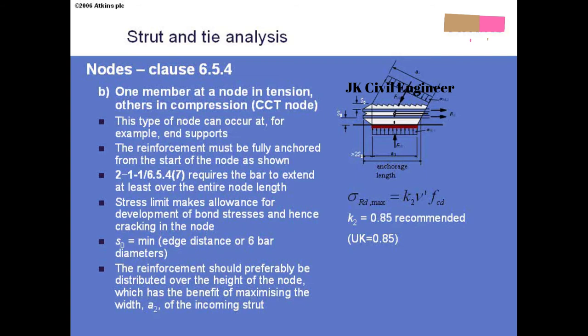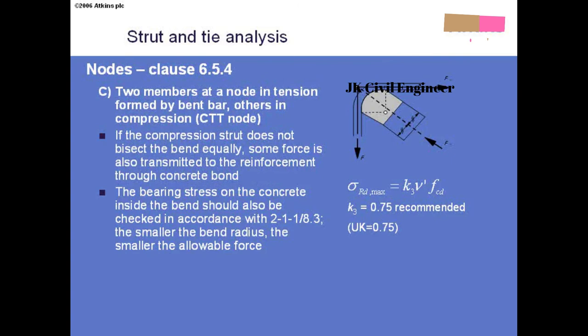And then the last node is a CTT node, compression, tension, tension. This only really applies to this sort of situation here where we've got a force coming into the bend of a bar. And because we've got tension passing through in two directions with the node, that weakens the node more than the other two types of nodes. So we've got the lowest stress limit here of all of the node limits, 0.75 times nu dash times fcd.